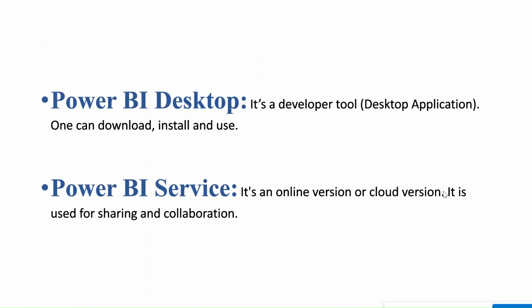There are two types of services available. The first one is Power BI Desktop. It's a desktop application that one can download, install, and use on individual computers. The second is Power BI Service. It's an online or cloud version, and it is used for sharing and collaboration purposes.